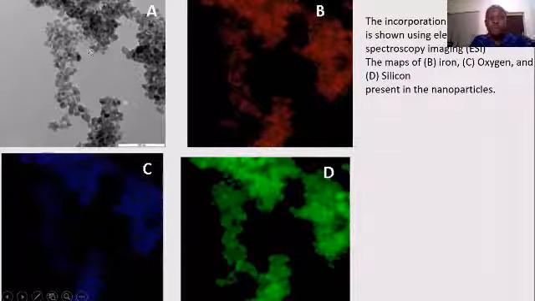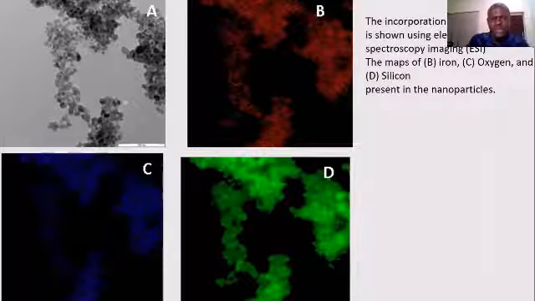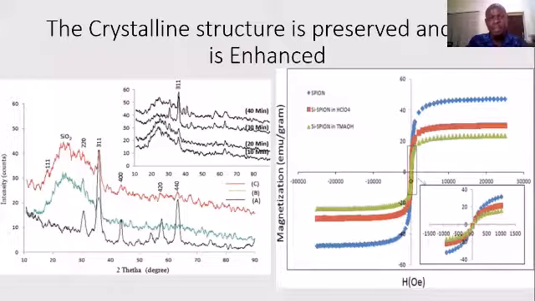But under this condition, what happened to the other properties of the iron oxide and the silica? We did other analysis to show that the crystalline nature of the iron oxide nanoparticle is intact. As you can see from this image, the XRD structure shows the peaks of the iron oxide nanoparticle and the amorphous nature of the silica.